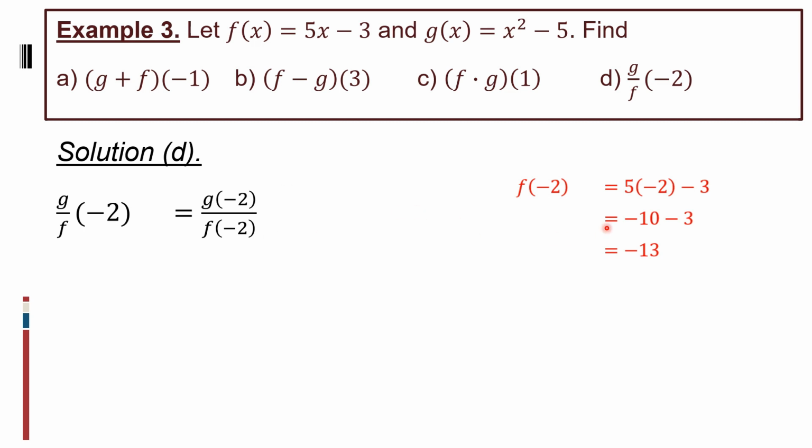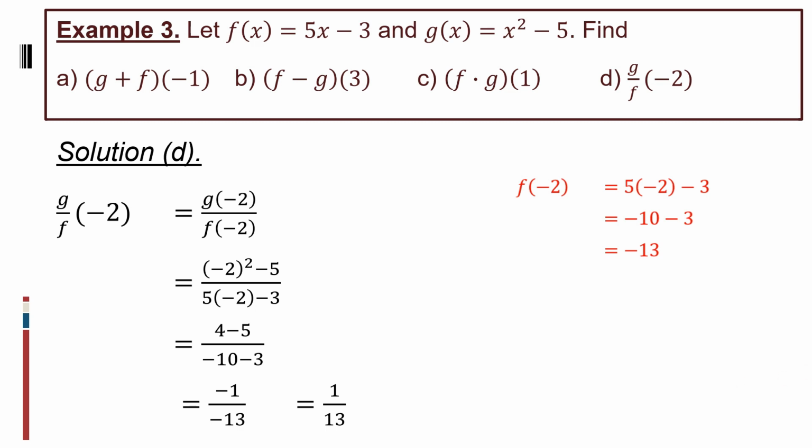So, checking f of negative 2, that is 5 times negative 2 minus 3, or that is negative 10 minus 3, or negative 13. So, valid ito since hindi naman 0 yung denominator natin. So, we now have negative 2 squared minus 5 over, so nakita na natin kanina, this is negative 13 yung denominator, or that is 4 minus 5 over negative 13, or 1 over 13.